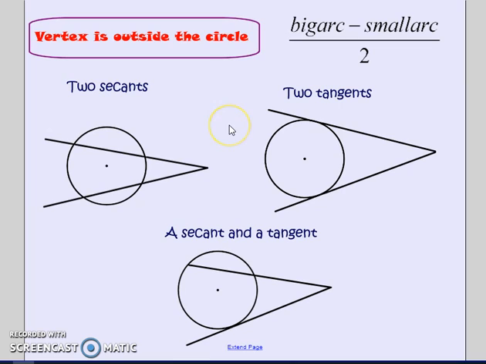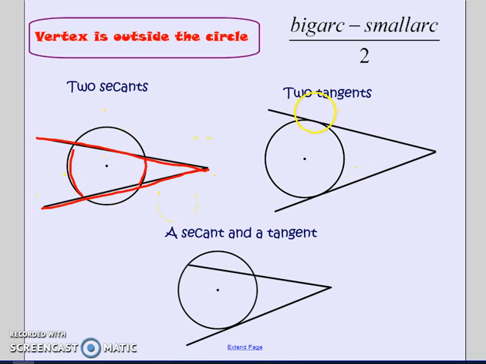And if that's the case, we are going to take our big arc. So if we follow the edges of our angle, so our angle starts here, if we follow these sides, in between those two sides are two arcs. There's this arc on the outside and this smaller arc on the inside. So what we're going to do, and it has three different looks. If we have two secants, then there's actually four parts or four arcs. We're going to use these two that are in between the two sides of our angle.